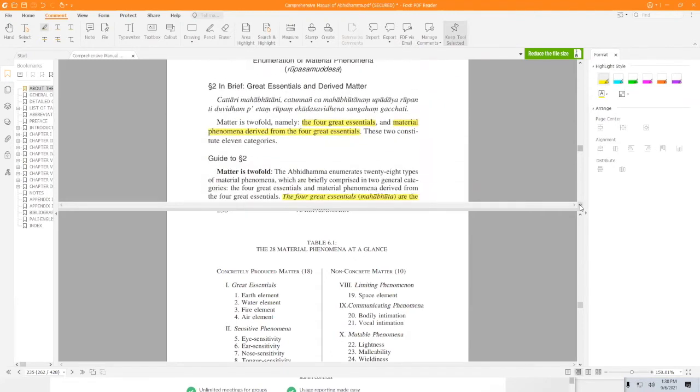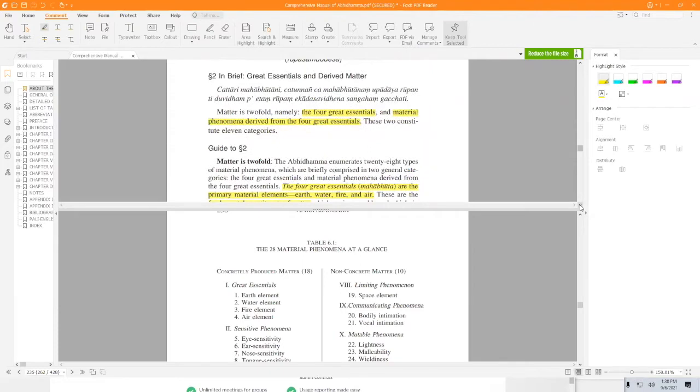Okay, so now we'll take the enumeration of material phenomena. And the briefest way this is treated in the Theravada Abhidharma system, 28 rupa dhammas, or material phenomena, are enumerated.